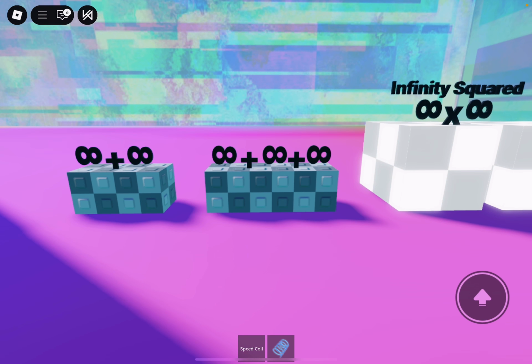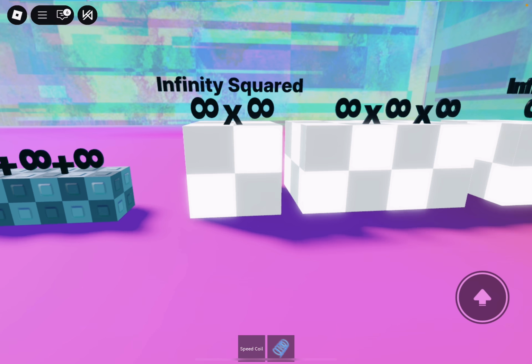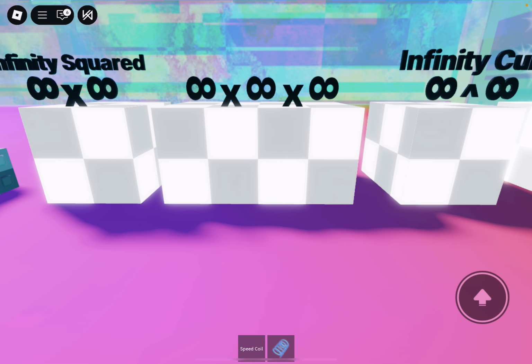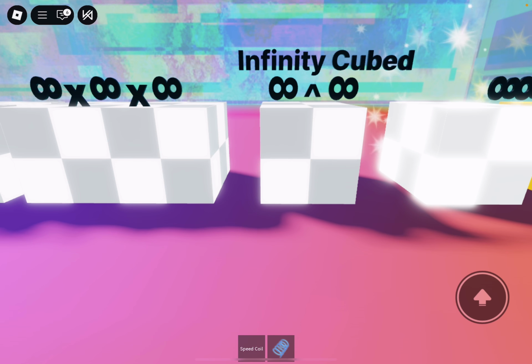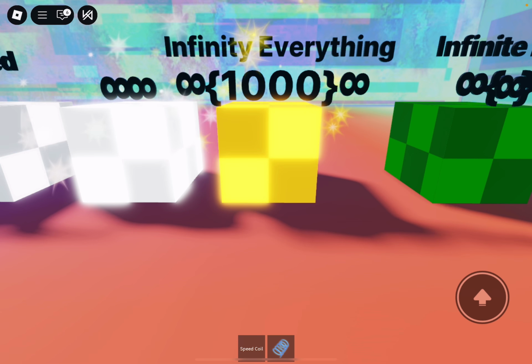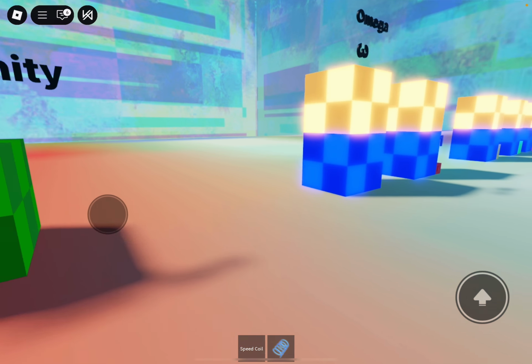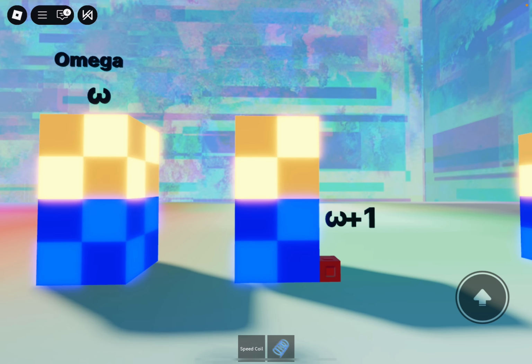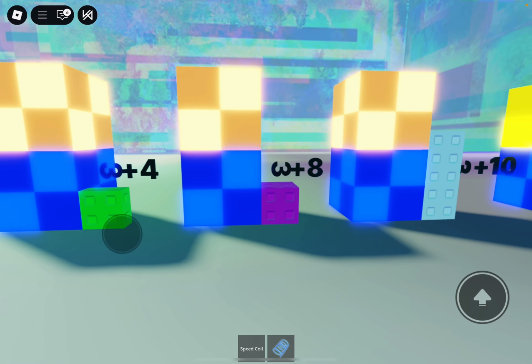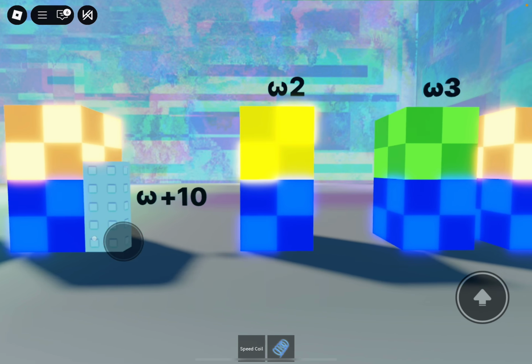Infinity plus infinity. Infinity plus infinity plus infinity. Infinity squared. We're getting near an absolute infinity. Okay, infinity times infinity times infinity. Infinity cubed. Infinity, whatever that is. Infinity everything. Infinite infinity. Omega. Omega plus 1. Omega plus 2. Omega plus 4. Omega plus 8. Omega plus 10.